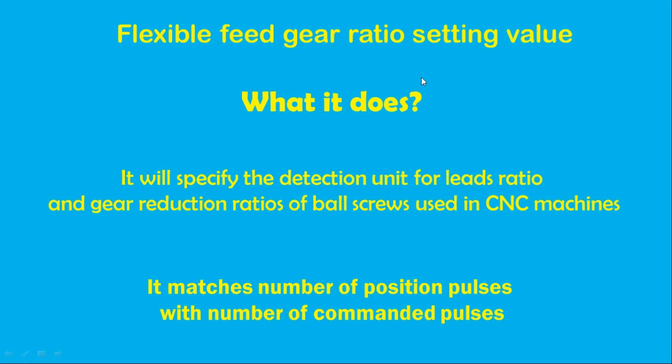Parameter numbers are 2084 and 2085. In those parameters you have to set this value, and the flexible feed gear ratio setting value will change according to your machine's ball screw pitch and detection unit. You need to know the pitch of the ball screw and the detection unit of your CNC machine. You have to know those values, then you can calculate the flexible feed gear ratio. So let's have a look at that.